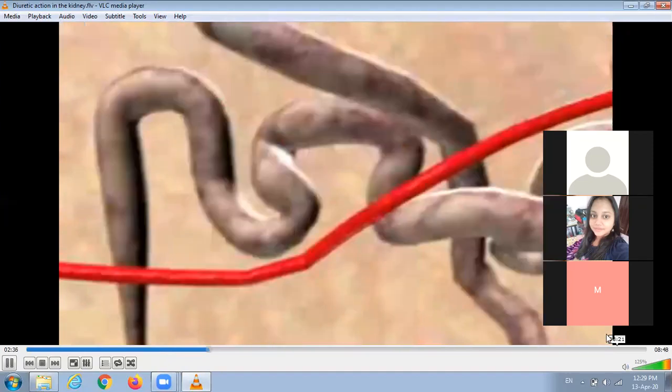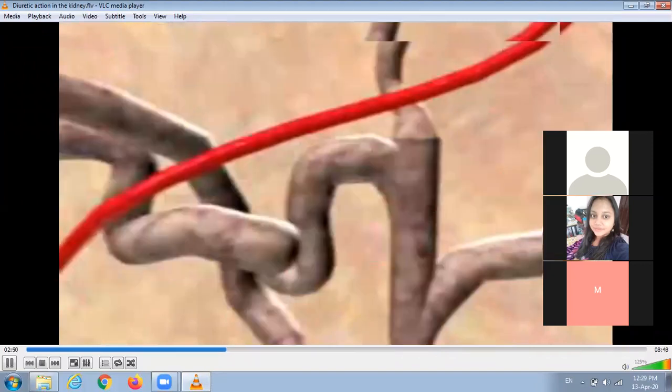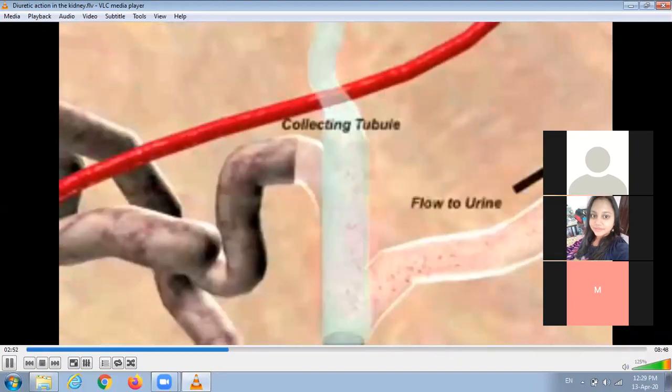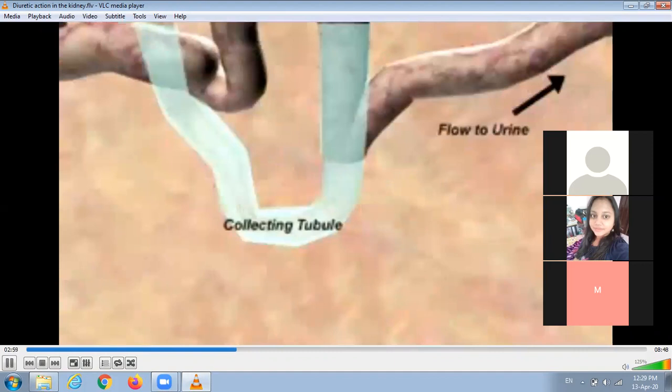The next section is called the distal convoluted tubule. This section does not allow water to reabsorb, but reabsorbs sodium through the sodium chloride ion cotransporters. The thiazide diuretics act here on this transporter. The last section of the nephron is called the collecting tubule. Sodium channel blockers and aldosterone antagonist diuretics act here.